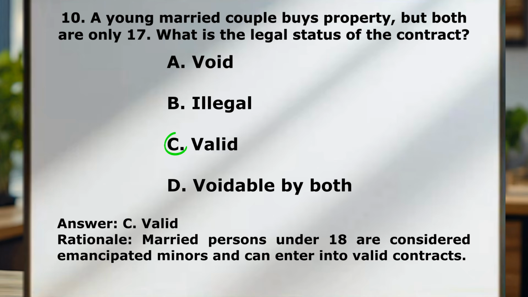This is valid. Whoa, okay. Married persons under 18 are considered emancipated minors and can enter into valid contracts. They might not even have their driver's license. They're buying a house. I don't think we're seeing this scenario a lot, but for purposes of the real estate exam, go ahead. This is valid.